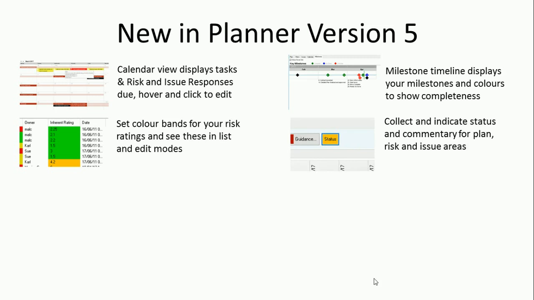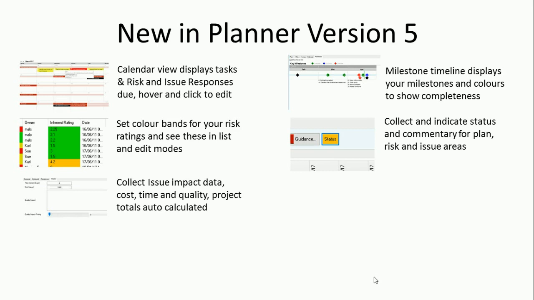We're now also collecting status and commentary information at the task or plan, risk and issue levels. This allows you to collect some sort of overview summary of those various areas. They're going to be feeding through to the main PIAB application for reporting purposes, but for Planner, if you're just a standalone Planner user, it's also a useful collection and storage.